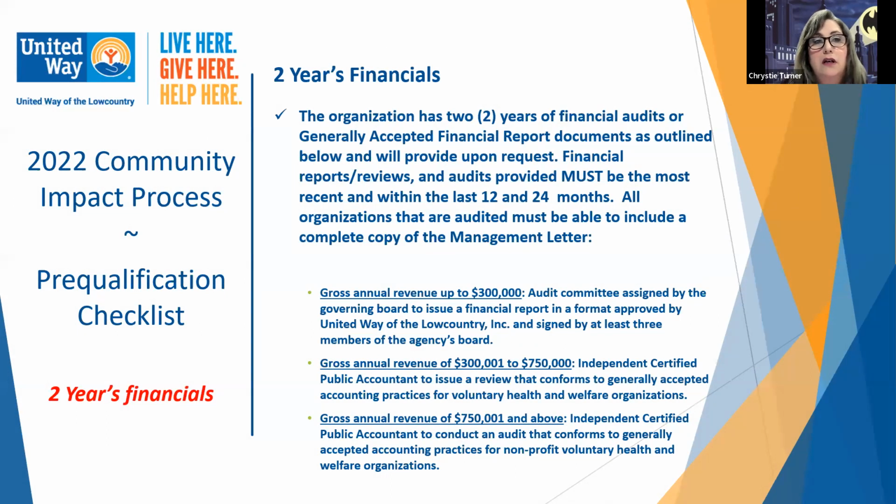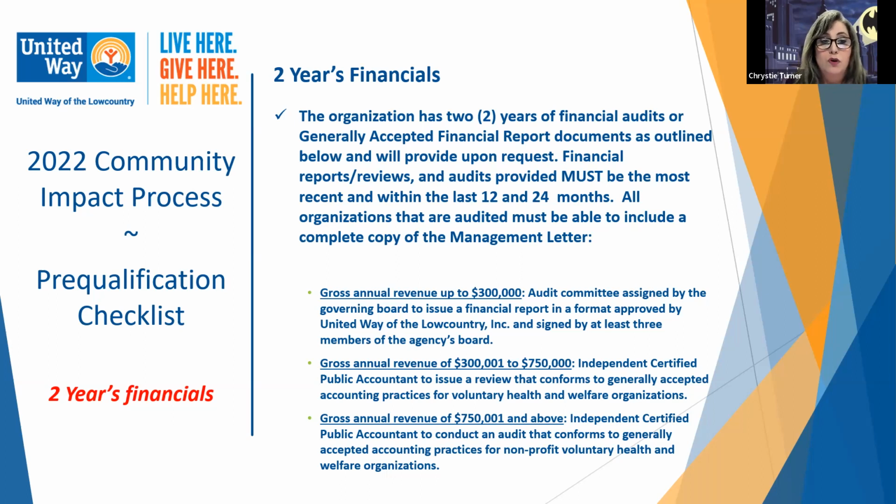All right, so we require that the organization has 2 years of financial audits or generally accepted financial reporting documents, as outlined below. We feel that if you have 300,000 or below for your gross annual revenue, what you need to provide is that the audit committee assigned by your governing board needs to issue a financial report in the format approved by your board, signed off on by 3 board members.